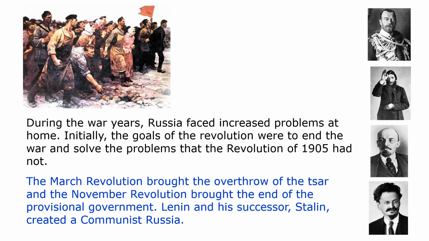The March Revolution brought the overthrow of the Tsar, so they get rid of the autocratic ruler. And then the November Revolution, the second one, brings an end to this in-between or provisional government, puts into power Lenin and ultimately his successor, Joseph Stalin, which creates communist Russia.